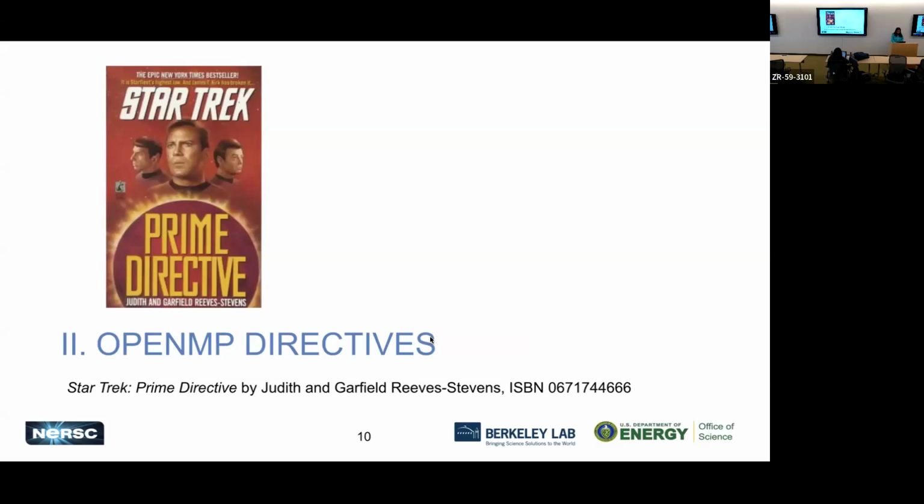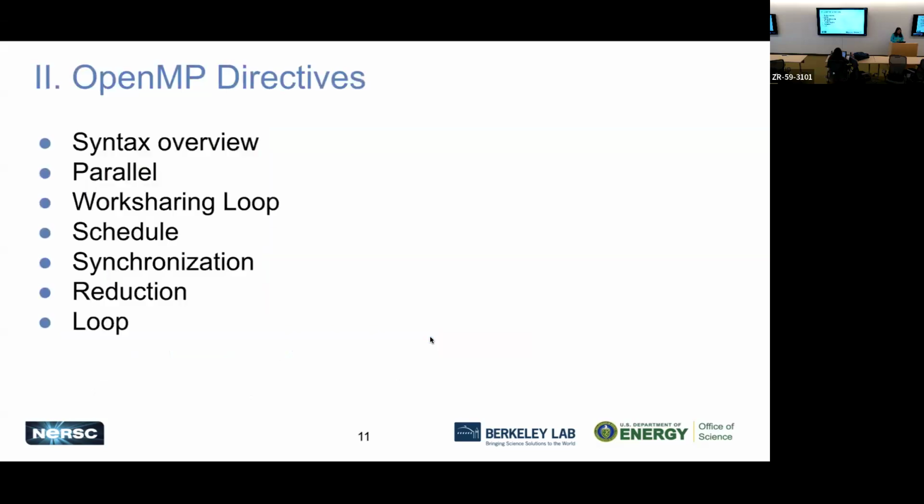Now let's talk about directives. We'll go over the syntax and then different types of parallelization, just basic parallel. Inside a parallel region, every thread will do the same work. And then there's a work sharing loop. If there's a loop, I definitely don't want every thread to do the whole loop. So there'll be work sharing. Each thread will be responsible for a part of the iteration space.